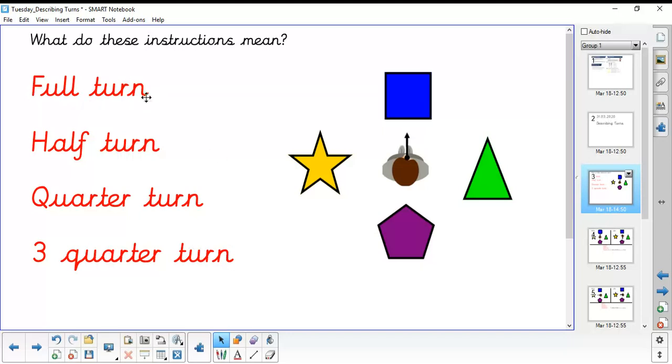Firstly, let's say these words out loud. Full turn, half turn, quarter turn, 3/4 turn. Let me show you what that might look like. We can see the man is looking at the blue square. If we did a full turn, the man would turn all the way around to complete a full turn.